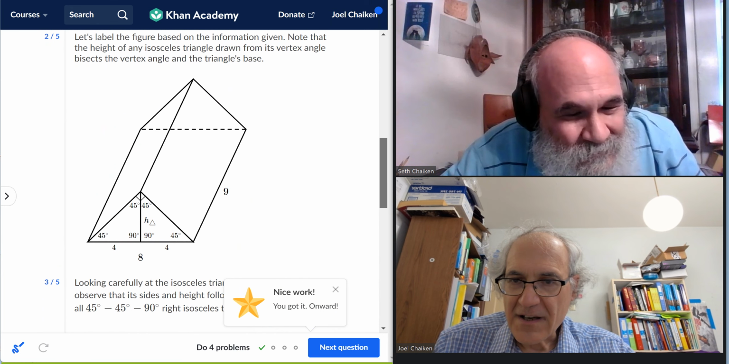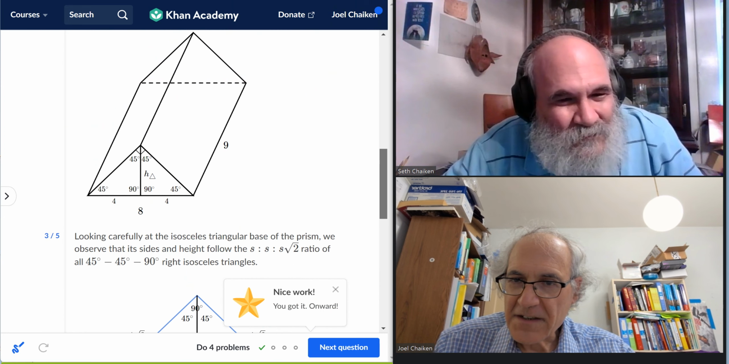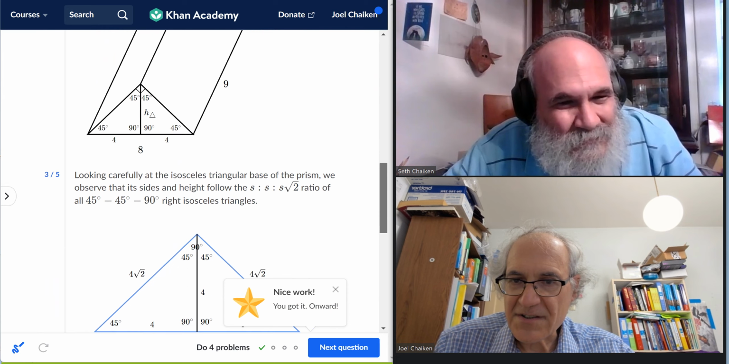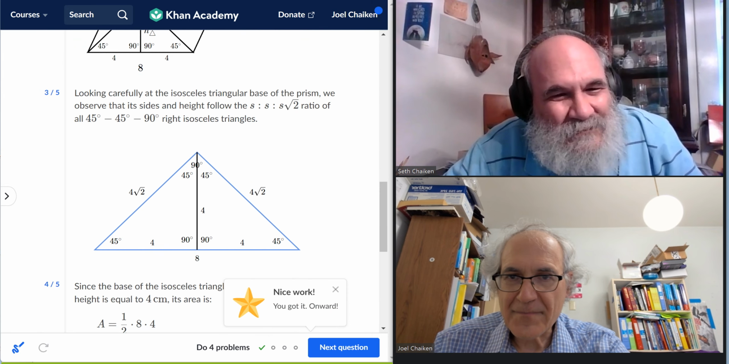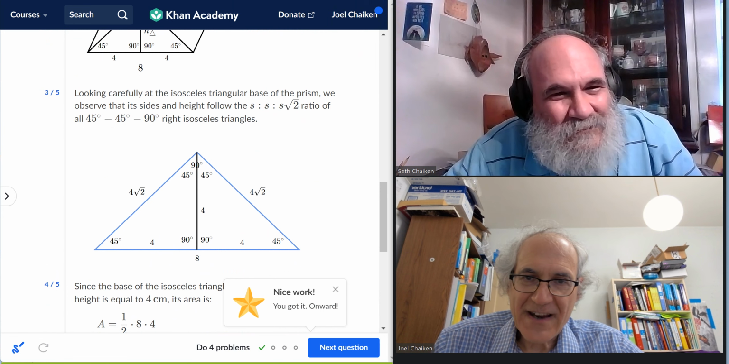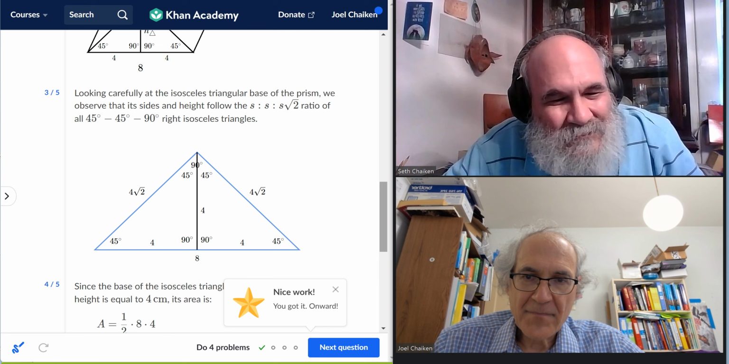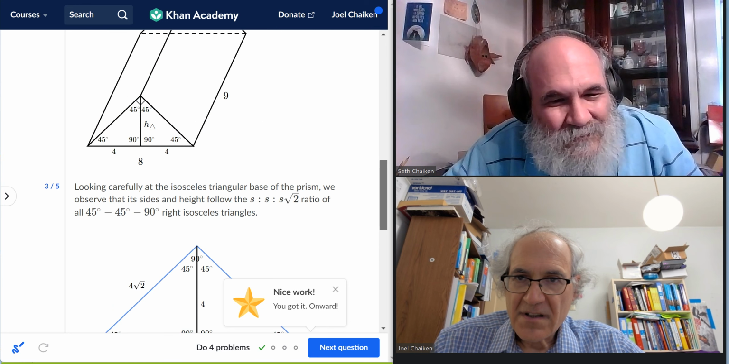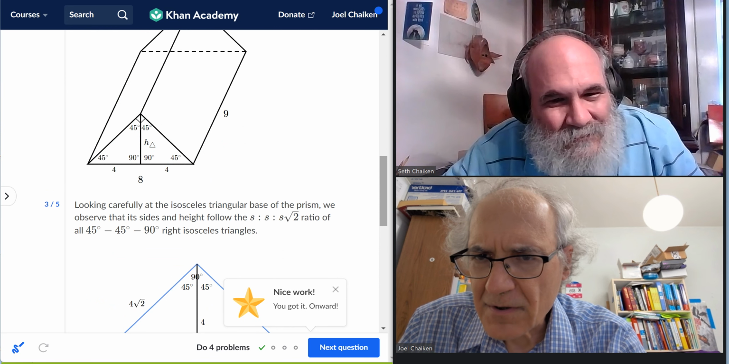Wow, my God! Oh, that's a smart way of doing it. My God, that is a smart way of doing it. Looking carefully at the isosceles triangle. Right. So that's where they bring in the ratio of S radical 2, which, by the way, you don't have to really know. You can use the Pythagorean theorem. Once you know this, wait. Oh, I see.